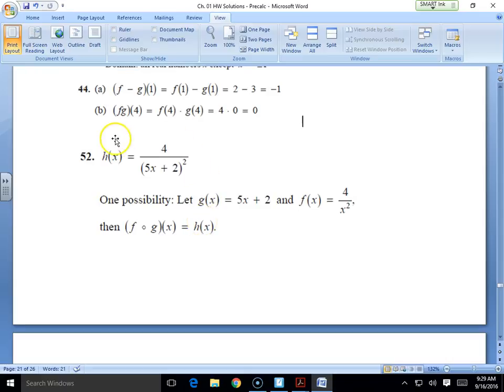F of G. You didn't even have an H. It was just F of G. Who is the innermost? Did you guys get 5x plus 2? That's what I thought. And who is the outer? Well, everything else. 4 over x squared.